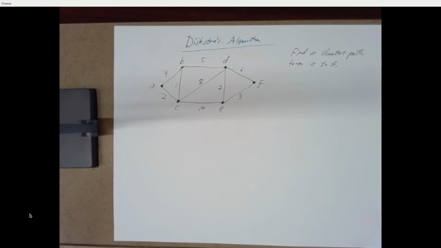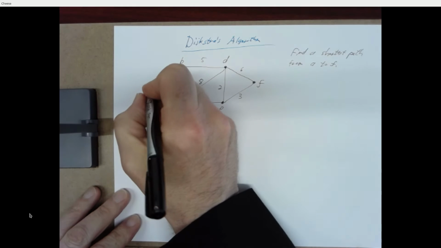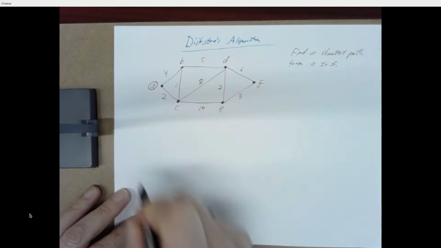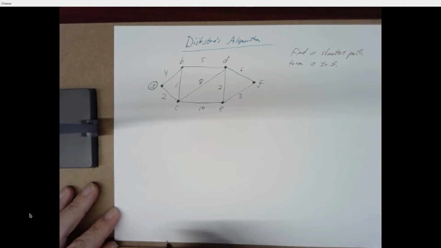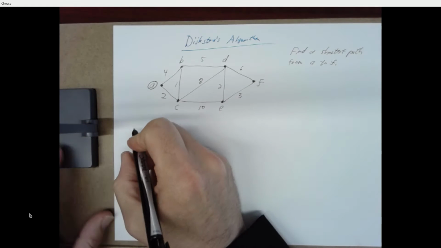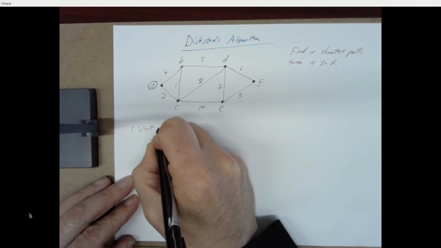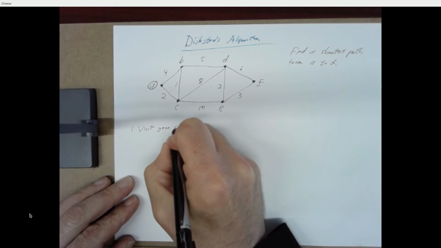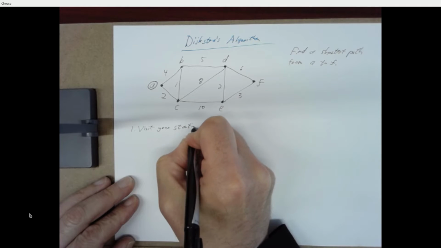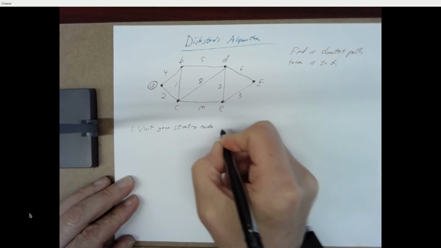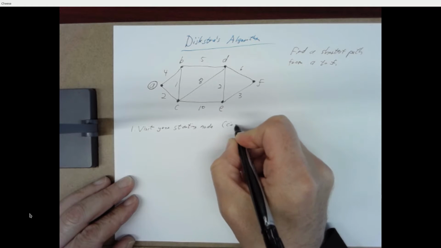So Dijkstra's algorithm is a loop, and it's got a couple of steps, and we just keep iterating on these. So we're going to start with city A. Step 1, visit your starting node, which I'm going to just say circle it.